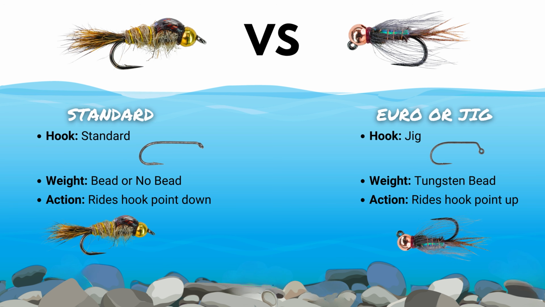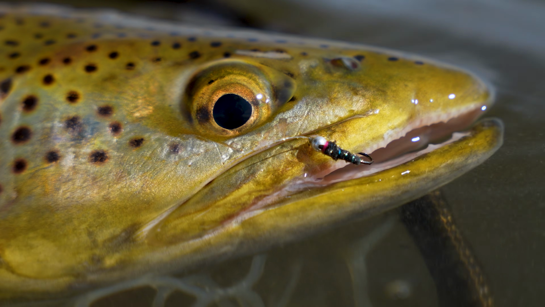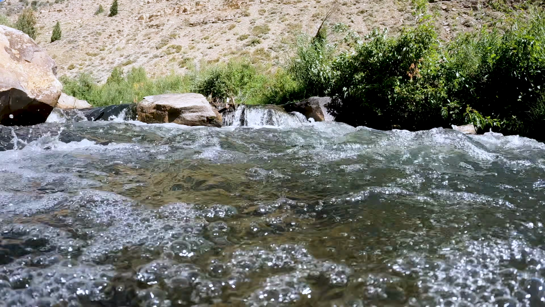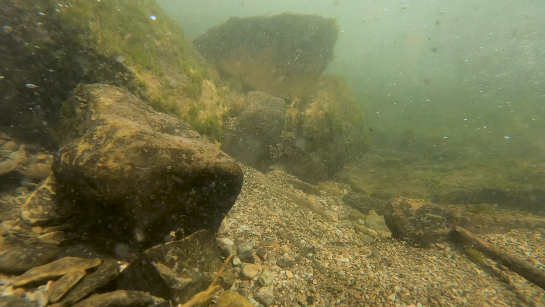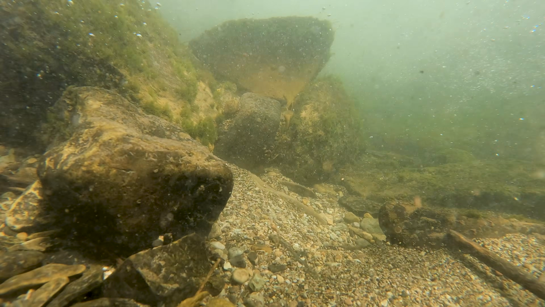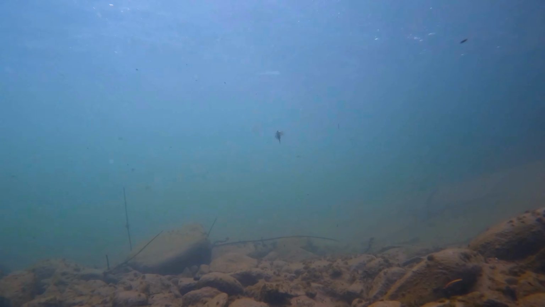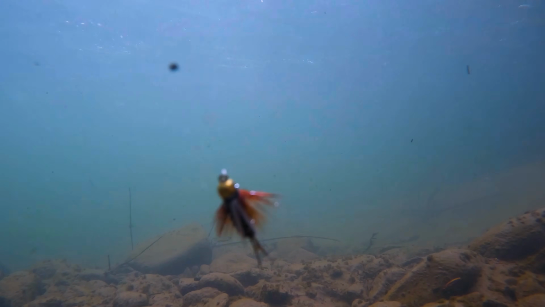There are times when you might opt for specifically using a jig or Euro style nymph, and it's in very fast or deep water when you need to get your flies to the bottom quickly or when tightline nymphing. And you might opt for a standard nymph if you don't want it to sink quite as fast or you want more action on your flies in the water. Both styles are a tool that you can use to get your flies down into the strike zone.